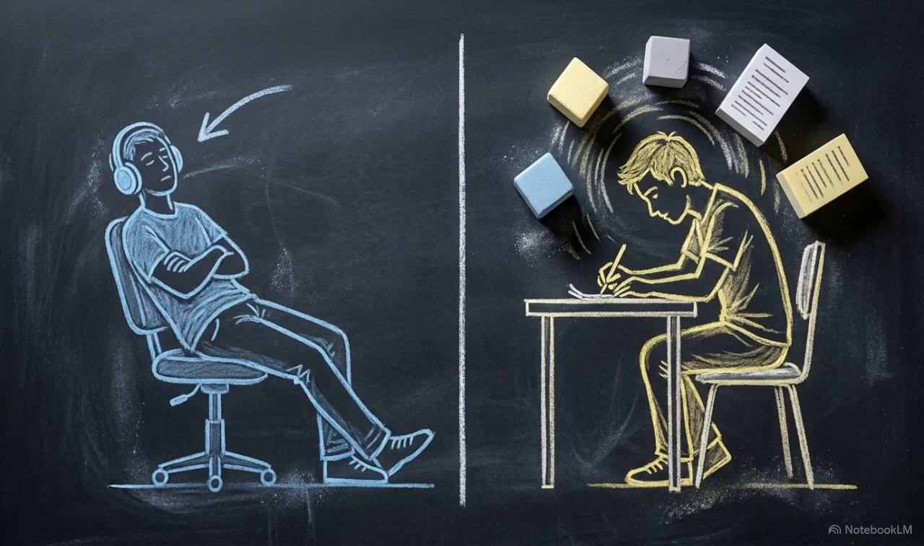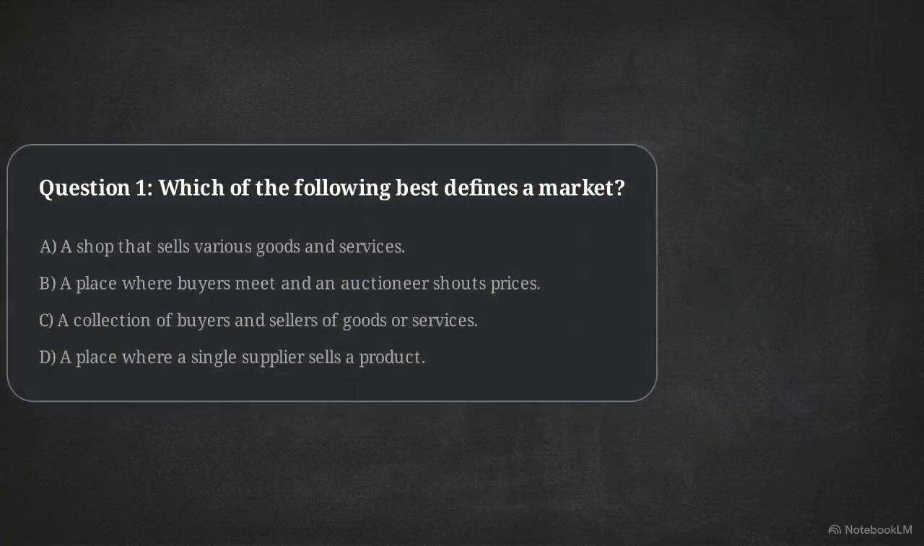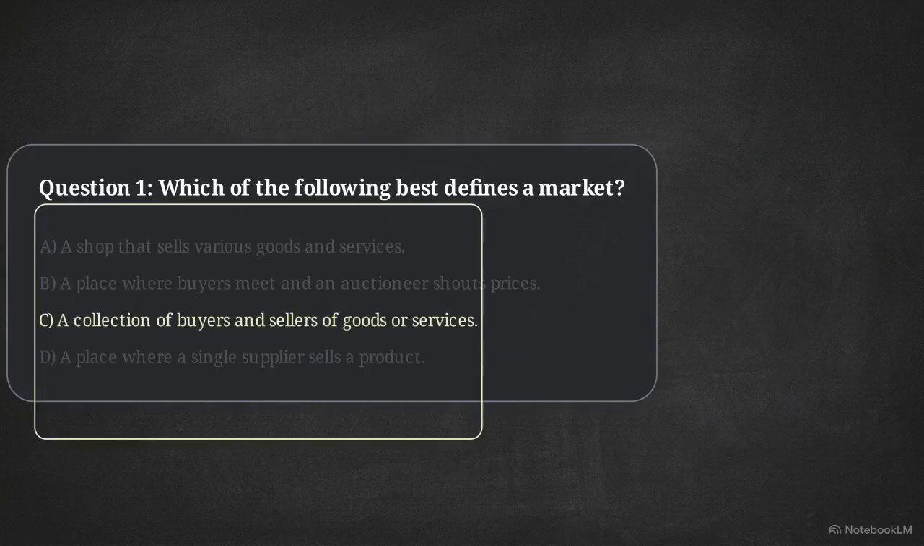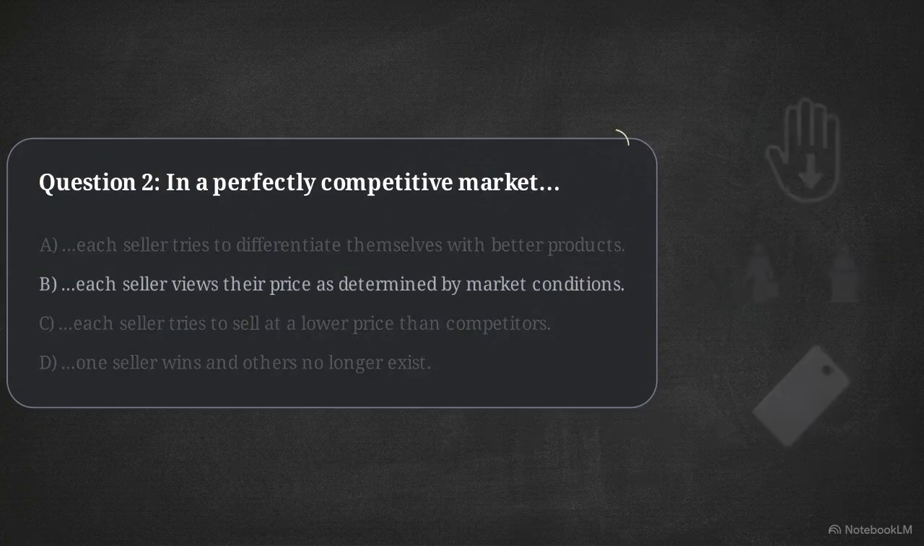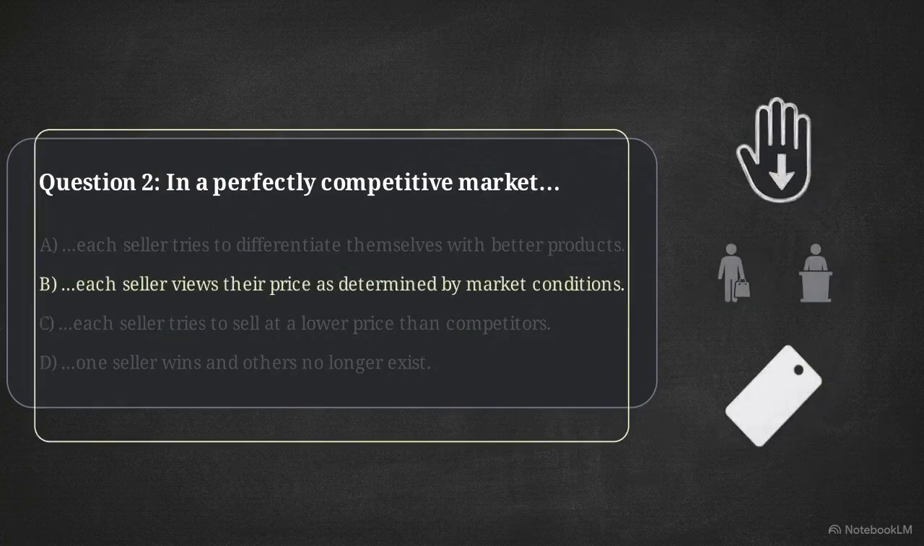Passively listening to definitions is easy, but actively solving the problem is the proven way to lock these concepts into your memory. Let's check question 1. Physical location doesn't define a market. The correct answer is C. A market is the collection of buyers and sellers. For question 2, perfect competition strips away individual pricing power. Sellers accept the market rate, making B correct.